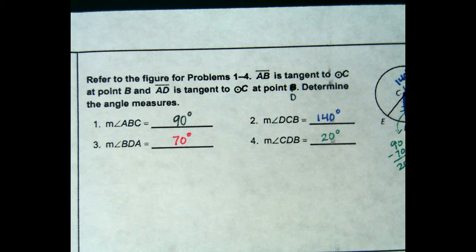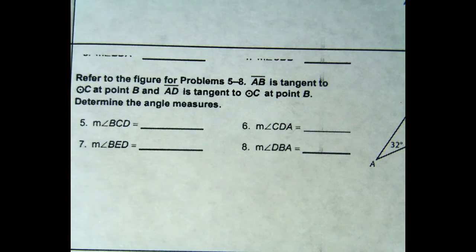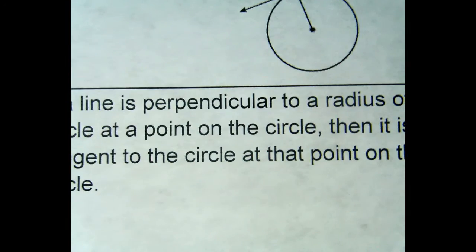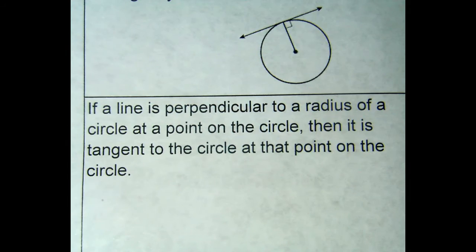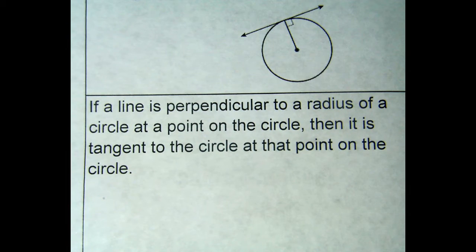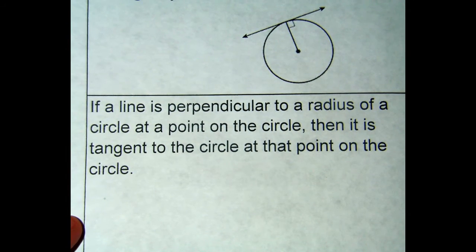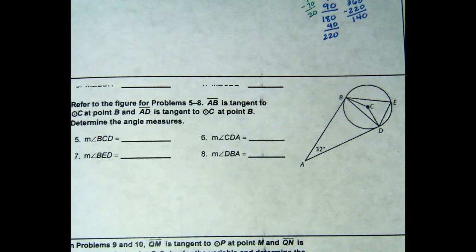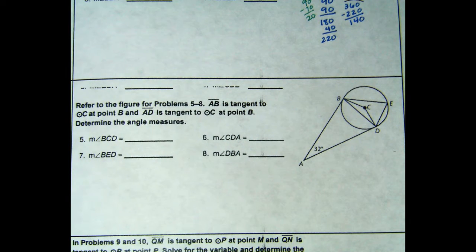I want you guys to work on 5 through 8. Before you do, though, 5 through 8 is talking about the converse of the tangent radius theorem. Well, what is a converse again? The opposite. So now it's saying, hey, if the line is perpendicular to the radius, then it's a tangent to that circle. The problems are pretty much the same though. So work 5 through 8 with that measure given, and we'll go over those in a minute.